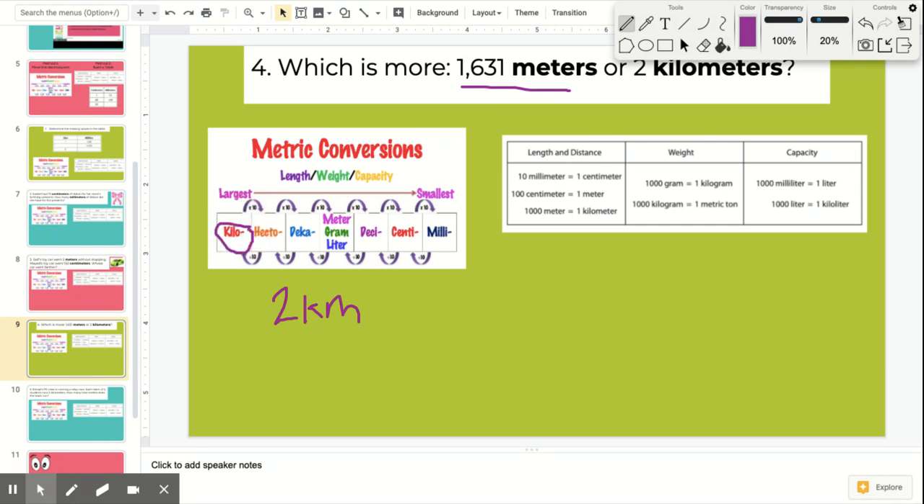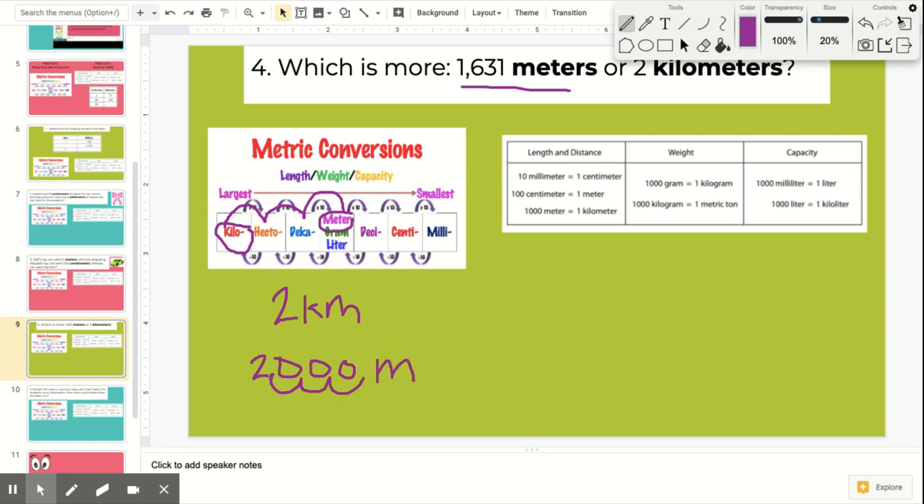So kilometers down here at the end. I want to change that to meters, which is in the middle. Okay, so I'm moving to the right 1, 2, 3 times. So if I have 2, whole decimal point is here after the whole number, and I move it 3 times, 1, 2, 3. That means I need to add 3 zeros. So that turns into 2,000 meters.